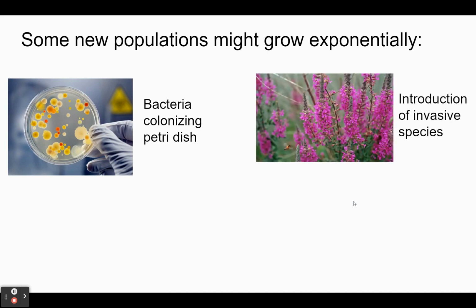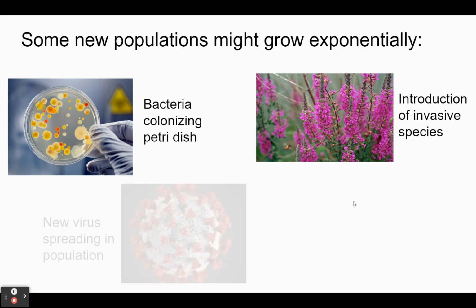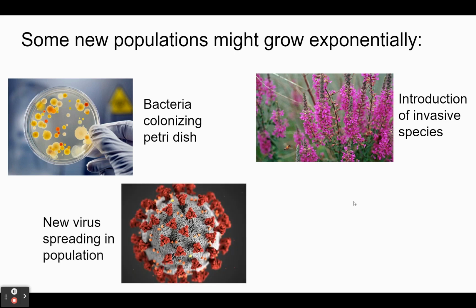The introduction of an invasive species. When we introduce an invasive species to a new area, it's got unlimited space, resources, and habitats. It's going to grow exponentially until it reaches a maximum. A new virus spreading in a population. There's a new population with a ton of hosts available, unlimited resources. It can reproduce wildly, exponentially, until it reaches a stable maximum.